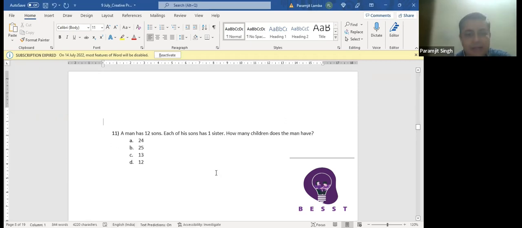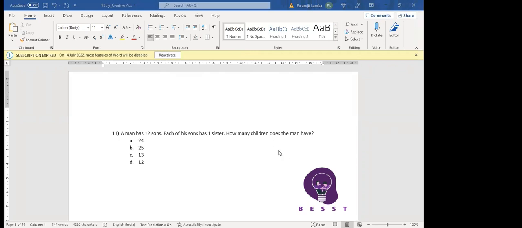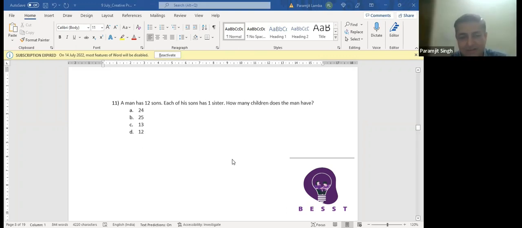Next question. A man has 12 sons. Each of his sons has one sister. How many children does the man have? Falguni, why do you say 12? What's the logic? So by mistake, I wanted to write 13. Okay. Yes, 13 is right. Everyone has got the answer.